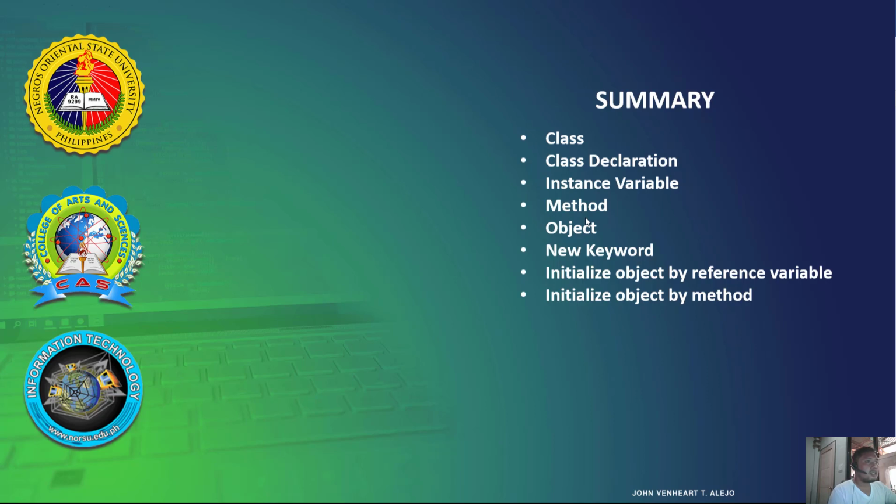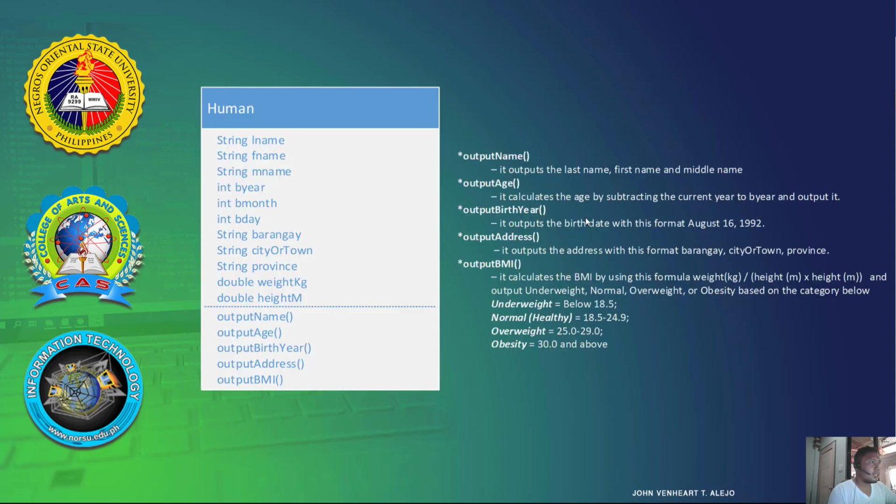Before creating our code, let us see what our class looks like. In this video, we will create a Human class. In the Human class, we have a bunch of instance variables, I guess 2, 4, 6, 8, 11 or more. They are last name, first name, middle name, birth year, birth month, birthday, barangay, city or town, province, weight in kg, and height in meter. We also have methods in this class: output name, output age, output birth year, output address, and output BMI. And these are what those methods can do.